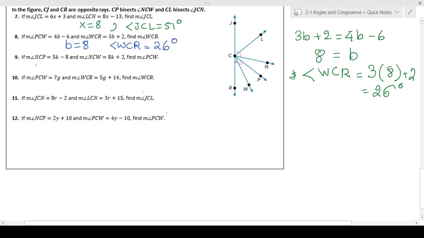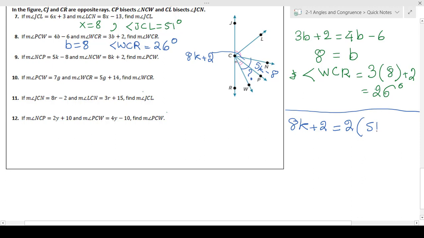Now let's look at the third example. If the measure of NCP is 5K minus 8, and the measure of NCW, this whole one, is equal to 8K plus 2, he wants the measure of PCW. He wants this one. Now, I have an equation that states that 8K plus 2 is equal to 2 multiplied by 5K minus 8. Why? Because this angle is equal to that angle.